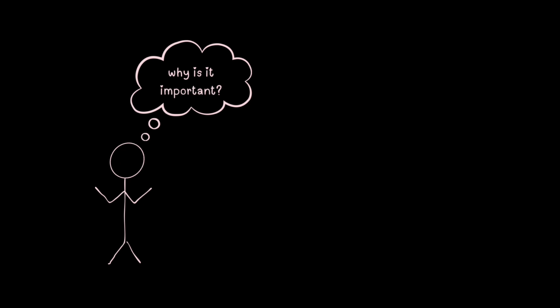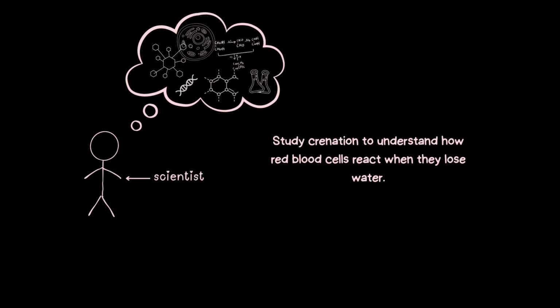Why is this important? Scientists study crenation to understand how red blood cells react when they lose water. This is important because red blood cells carry oxygen, and if they shrink, they cannot function properly. It is also important in medicine and treatment. Doctors need to make sure that fluids given in hospitals, like IV fluids, are balanced so that blood cells do not shrink or get damaged. This keeps patients safe and supports proper treatment and recovery. Without this knowledge, scientists and doctors would not fully understand how cells respond to fluid imbalance in the body.